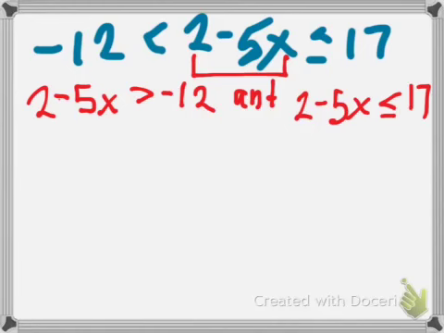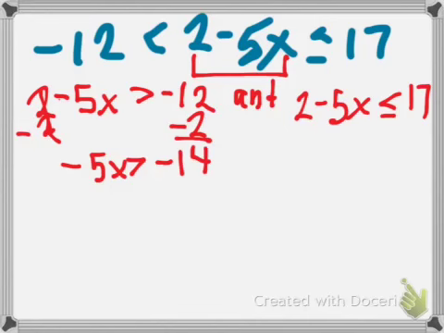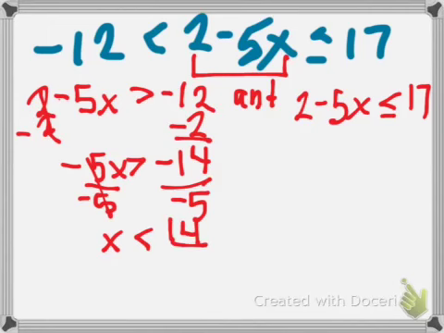So we have to solve both of these. Subtract 2, and you get negative 5x is greater than negative 14. Now, when you divide by a negative, I don't care that negative 14 is negative. If I'm dividing by a negative on both sides, or multiplying by a negative on both sides, I bring the x down, and I turn the inequality sign around. Then just follow your integer rules. Negative 14 divided by negative 5 is positive 14 over 5.